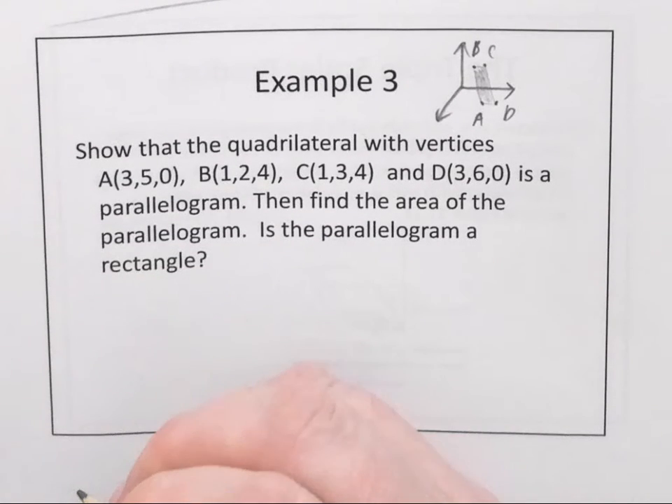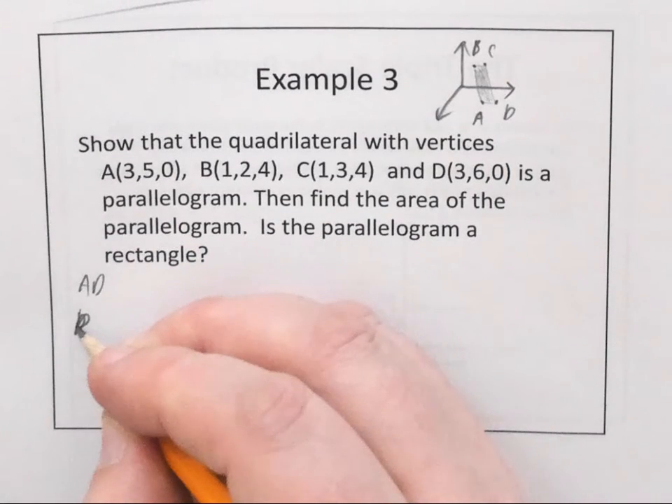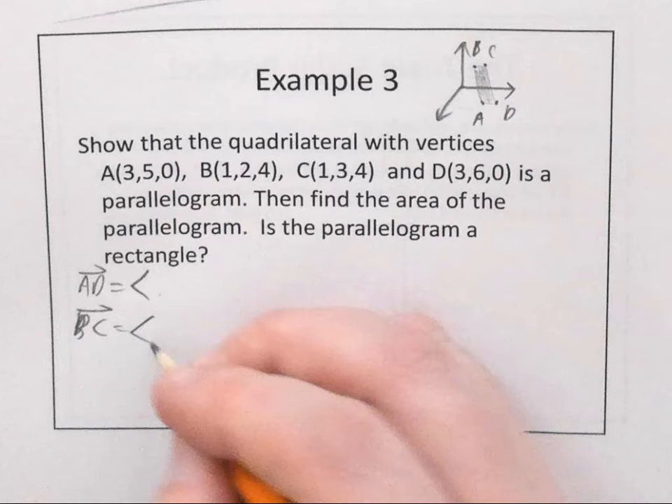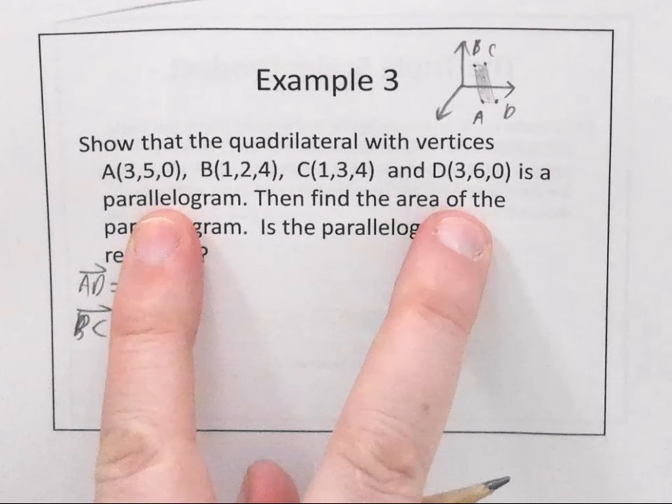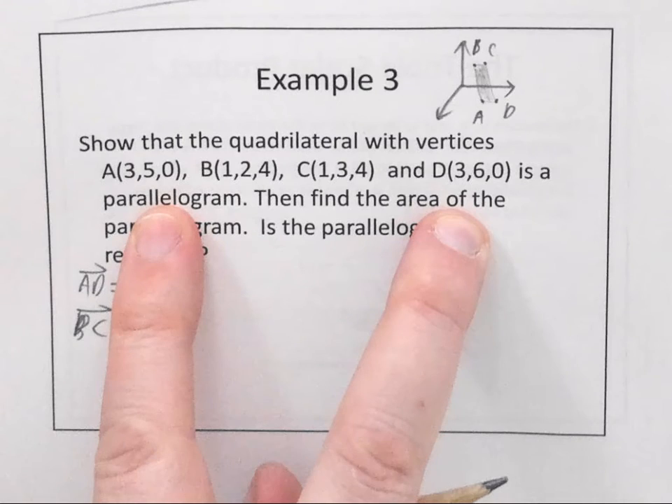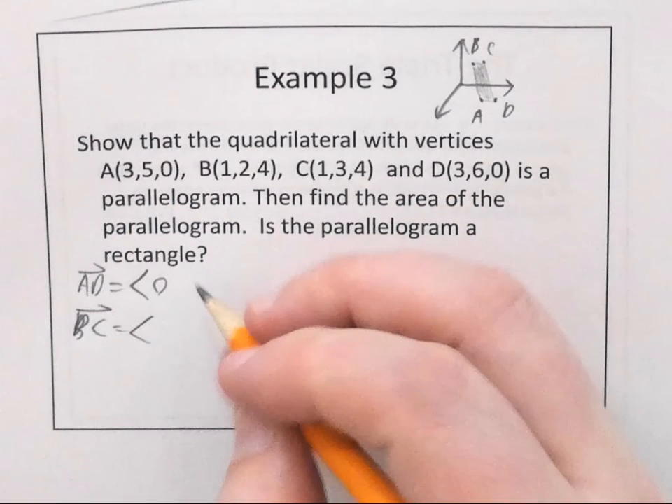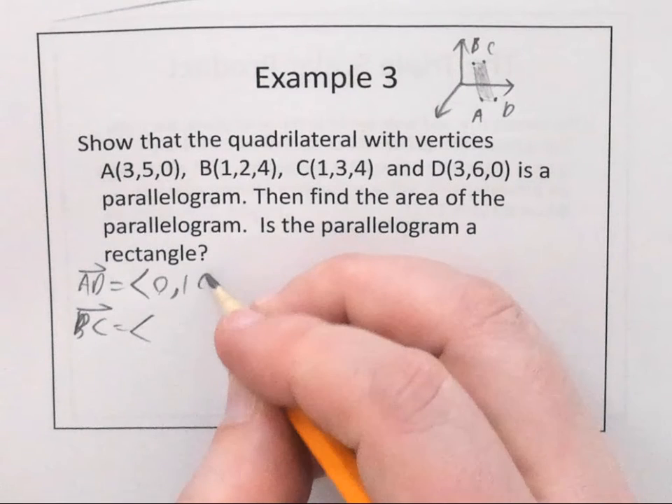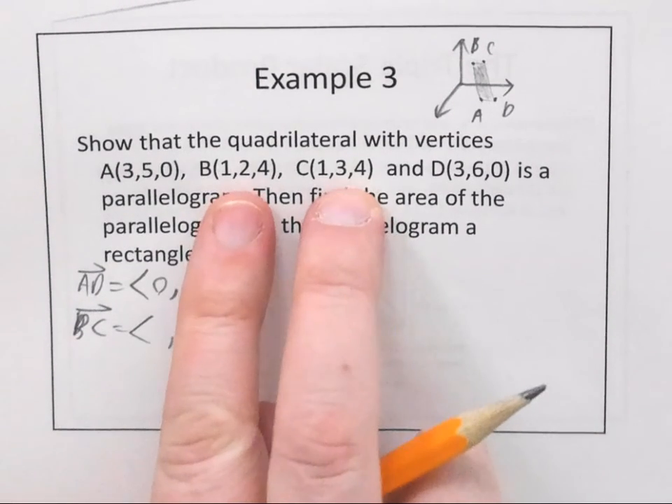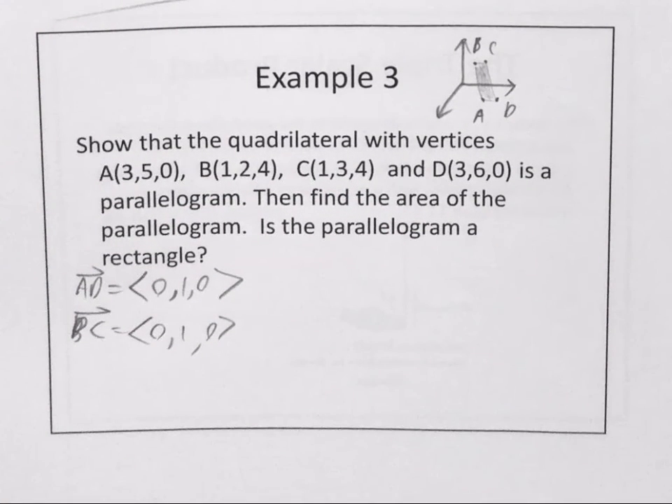So what vectors does it look like are parallel up here? AD and BC. So if I turn those into vectors, what's the vector for AD going to be? Well, it's A to D, so it'd be 0, 1, 0. Take D minus the A, right? BC? Yeah, subtract C minus B, again, 0, 1, 0.